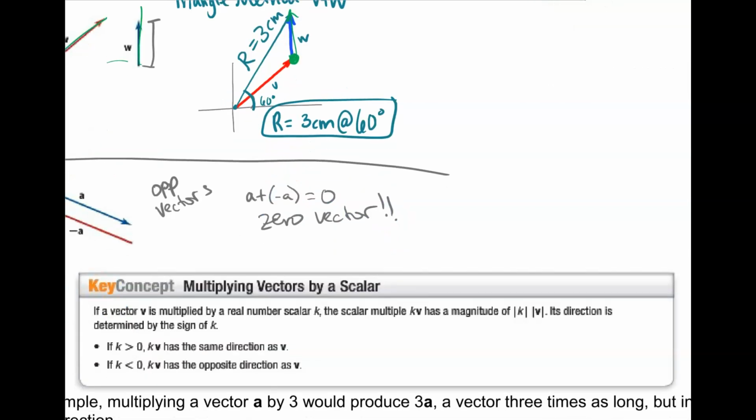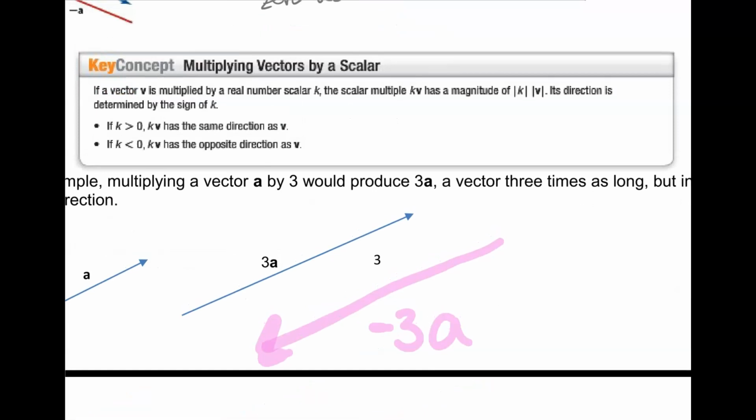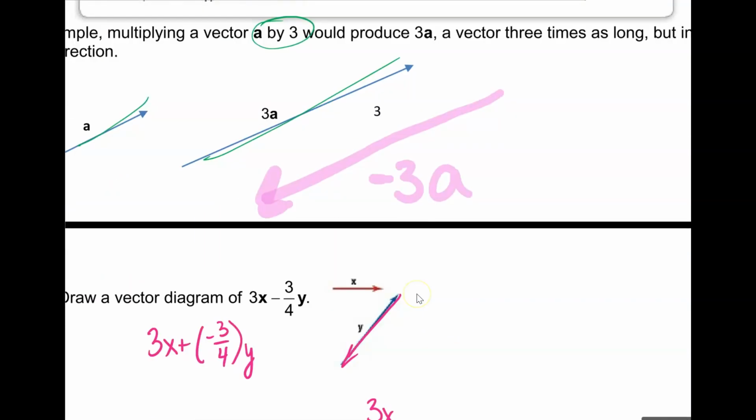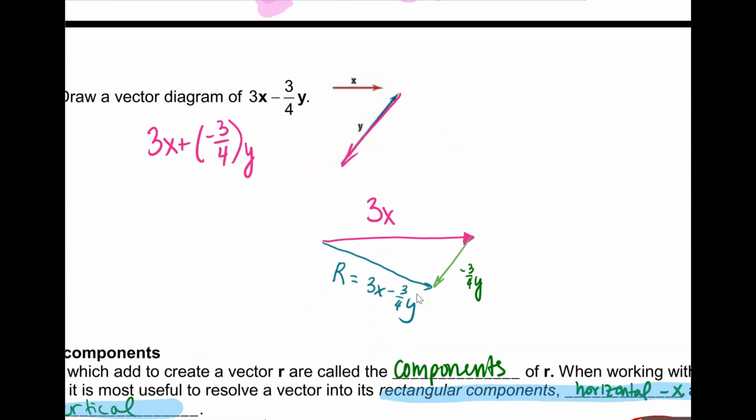Notice A and negative A are opposite vectors. You add them, you get a vector of 0. And if we multiply a vector by a scalar, right? So if we multiply vector A by 3, it's 3A, meaning 3 times the length. So this is the question that pops up in your ALEKS over and over again. So draw the vector diagram of 3x minus 3/4 y. So 3 times the length of x minus 3/4 the length of y. So I'm making x 3 times as big, I'm making y only 3/4 the original size. Okay, and I'm taking 3x minus that.